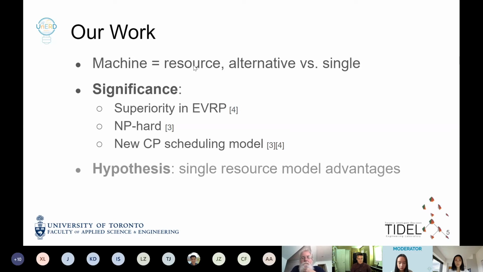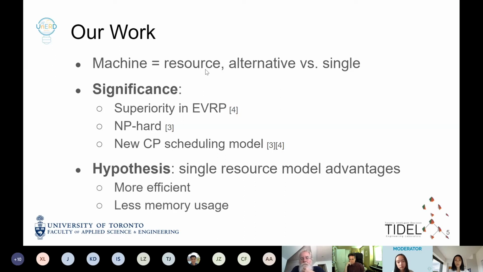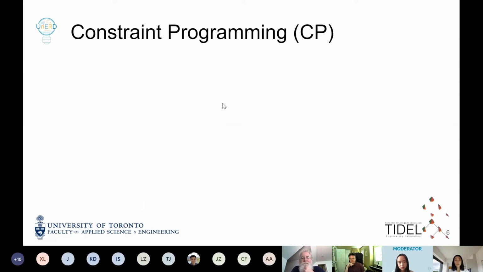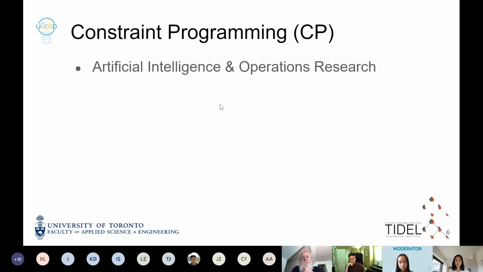We hypothesize it to demonstrate similar advantages as in EVRP, and this includes a higher runtime efficiency and reduced memory usage. We also hope to understand and learn how the single resource model works in different settings and identify its other areas of usage. Both the models use constraint programming that consists of a wide range of techniques from artificial intelligence and operations research.